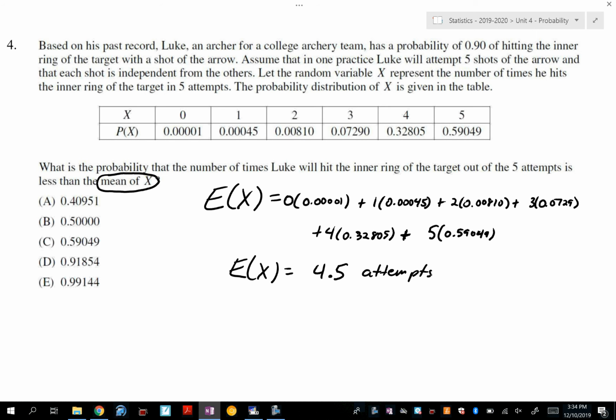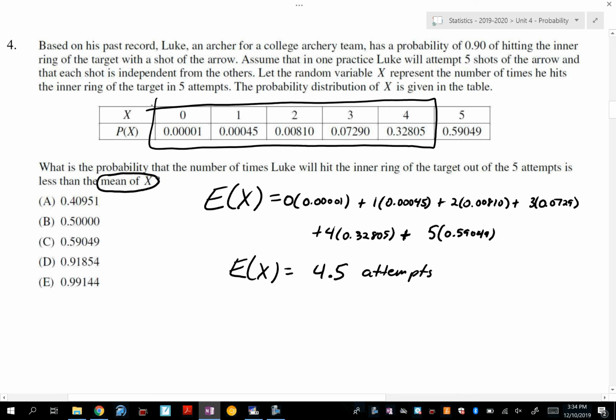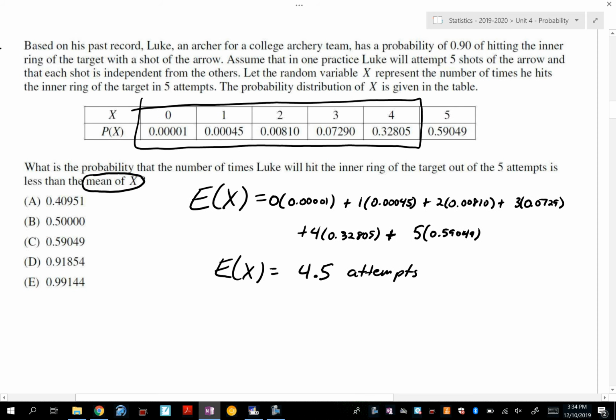It says, what's the likelihood that the number of times that Luke will hit the inner ring of the target out of 5 attempts is less than 4.5? Well, look at these numbers up here. Which of these numbers are less than 4.5? All of them except 5. Do you agree? Well, what's the likelihood that he hits it in 0 tries? This number, right? 1 try? 2 tries? 3 tries? 4 tries?